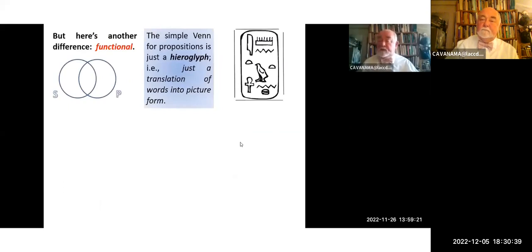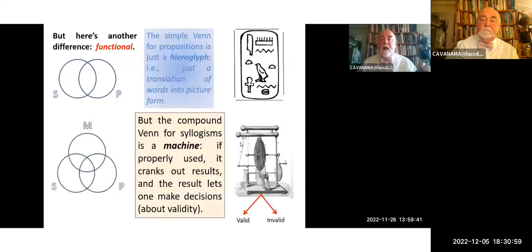What does the Venn diagram for simple propositions do, the one we worked on already in chapter 4? It's just a translation. It just says in pictures the same thing that you can say in words, and of course that's exactly what you do. You want to make your picture, the Venn diagram, say exactly the same thing, no more no less, than what the proposition said.